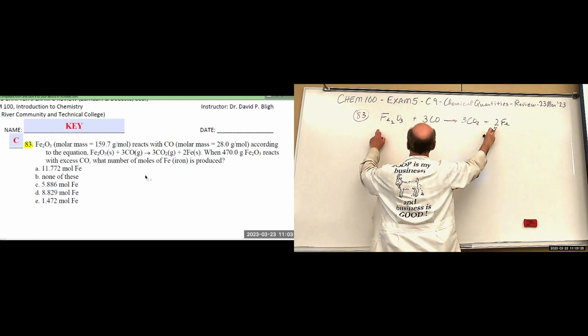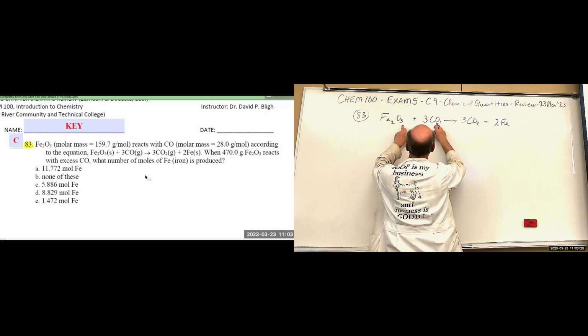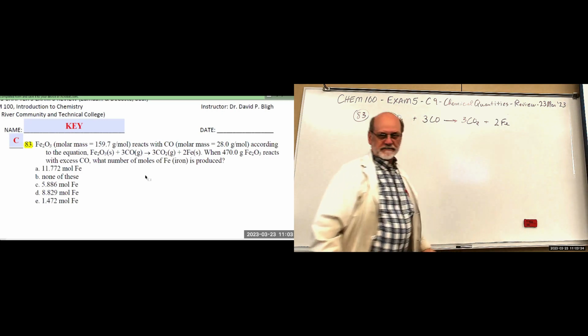Let's see. 2 irons, 4 oxygen. Oh, 3 plus 3 is 6. 6 oxygens, 3 carbons. That's balanced. I'm satisfied.